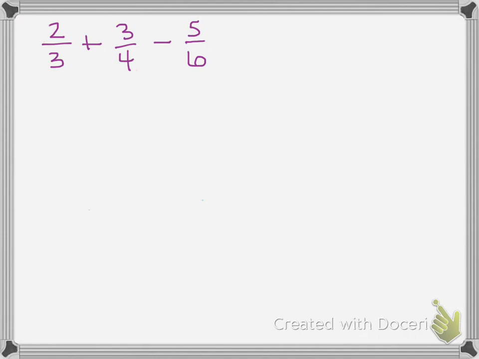For my last example here, I have a combination of addition and subtraction. Again, the same process is going to happen. I'm going to find a common denominator, and then I'm going to change all the fractions so that they all have that common denominator. So I need to look at all of the denominators all at once to make sure that I have the correct common denominator. So I have to include 3, 4, and 6 when I find my common denominator for this question.